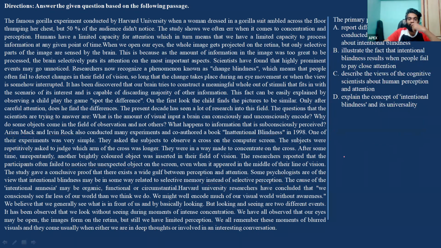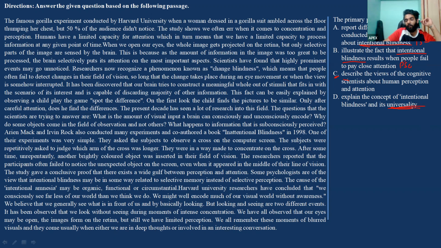The second one, the primary purpose of the passage. Yes, we've already discussed this. Primary purpose of the passage is to report different investigations conducted by, no, this is a partial scope choice. It's not really about inattentional blindness. If you remember, illustrate the fact that results when people, again, another partially scoped choice. Describe the views of cognitive scientists about human perception and attention. Well, in a way, we can think about this as one choice to consider, and explain the concept of inattentional blindness.